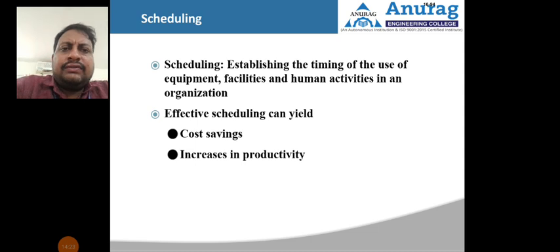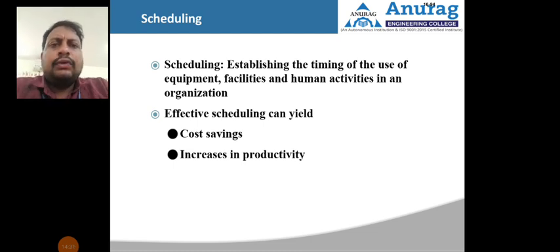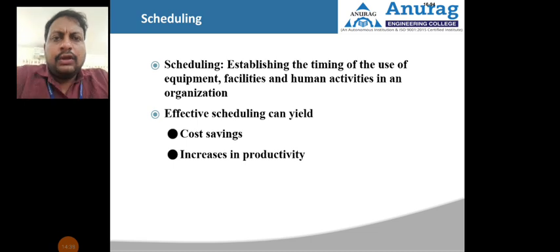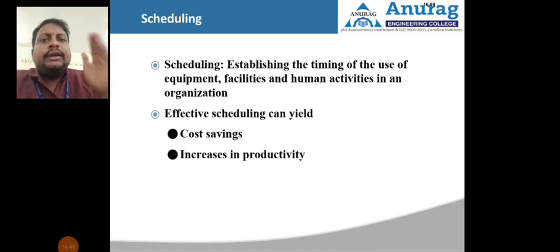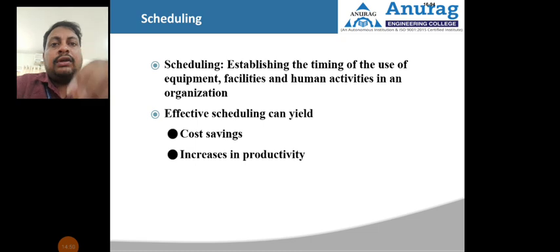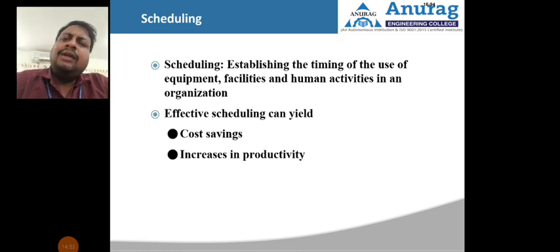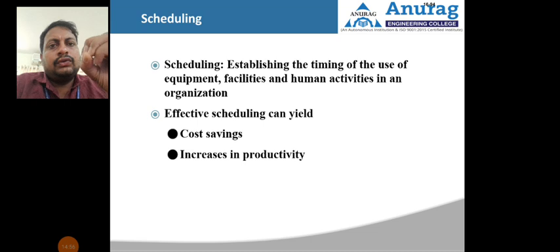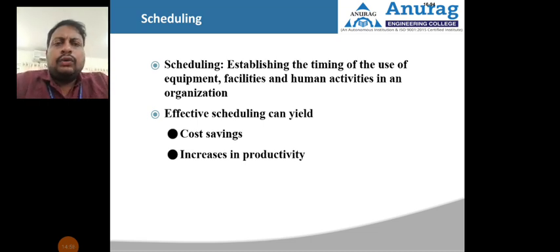The advantage of effective scheduling is cost saving and increased productivity. It will meet the customer due dates. That is another important parameter in scheduling. In operations management or production planning control, it is another important objective: we need to deliver the customer orders on time. So the customer due date will be followed in the scheduling.